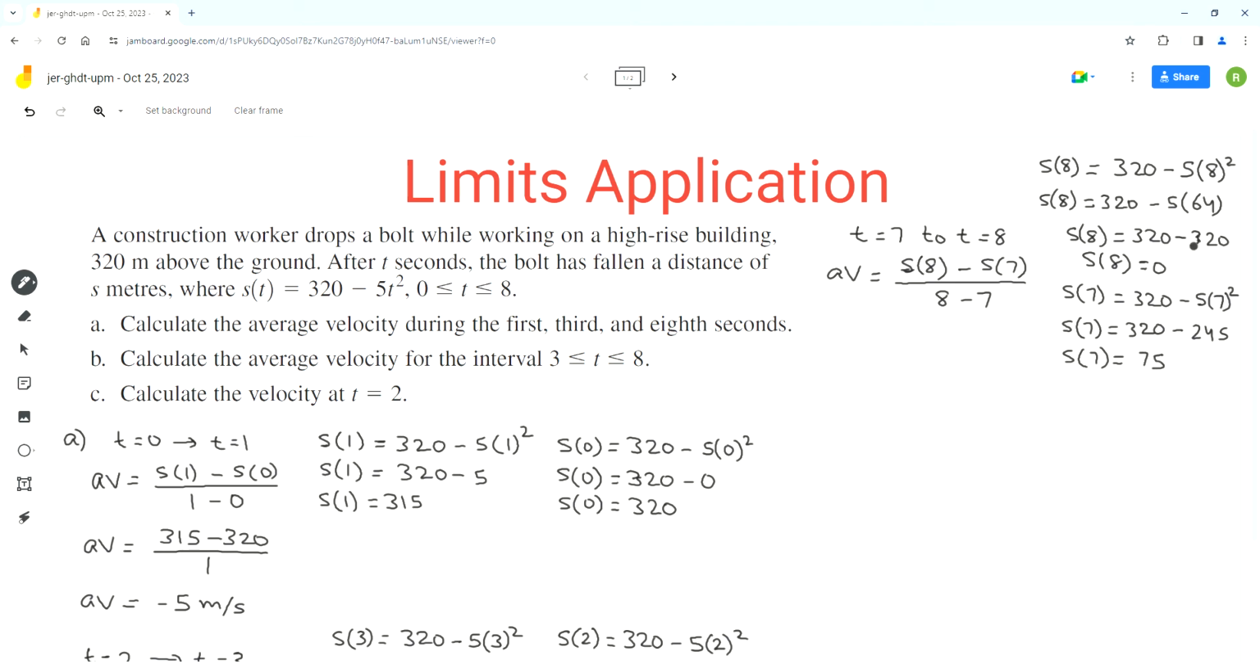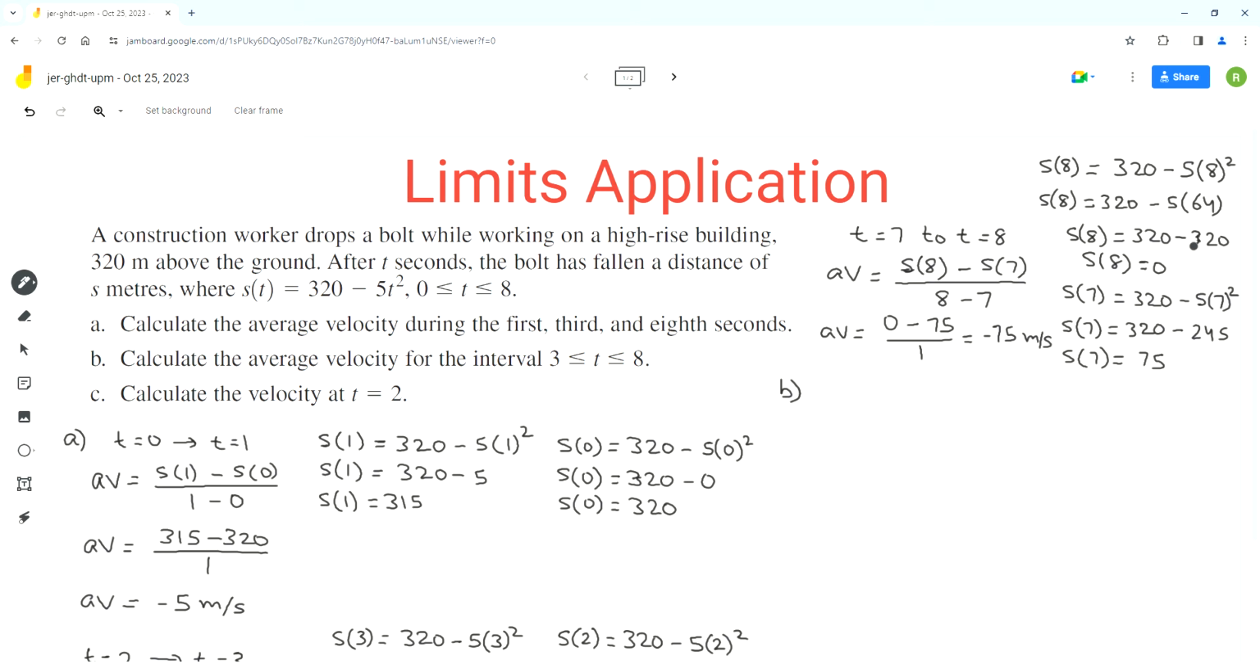So now we can sub in these values in this average velocity setup. So s at 8 is 0 minus 75 over 1. So this will just be equal to negative 75, and the unit is meters per second. So this should be the final answer for the average velocity during the 8th second. Now we can do part B.